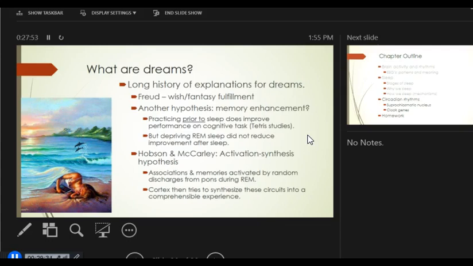Do you guys remember Tetris? I think it still exists, but it's this game where you turn blocks around and you try to build flat layers and then they go away. So they would have people practice Tetris prior to going to sleep. And one thing they definitely found is that if they had people practice pretty much immediately before going to sleep versus 4 or 5 hours before they go to sleep, people would show better improvements in Tetris performance by doing it right before sleep.